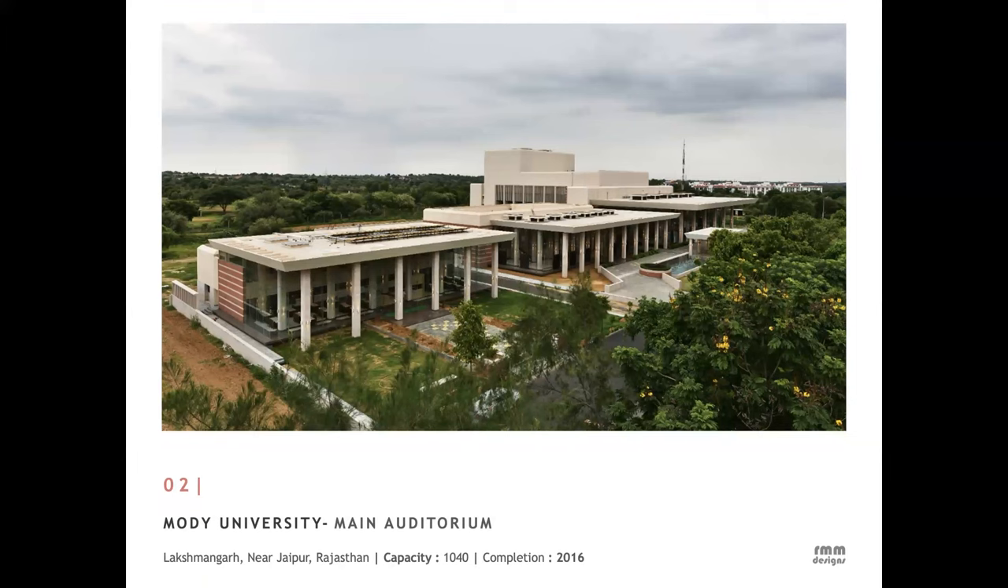When we were taken the first time to see the site, we were given the liberty to select the site that we wanted for the auditorium. They initially wanted one auditorium, which is what you see at the back over there. When this construction started, they asked us to have another 300-seater auditorium mainly meant for seminars and Q&A sessions. We built this, and then they asked us to even have a separate cafeteria.